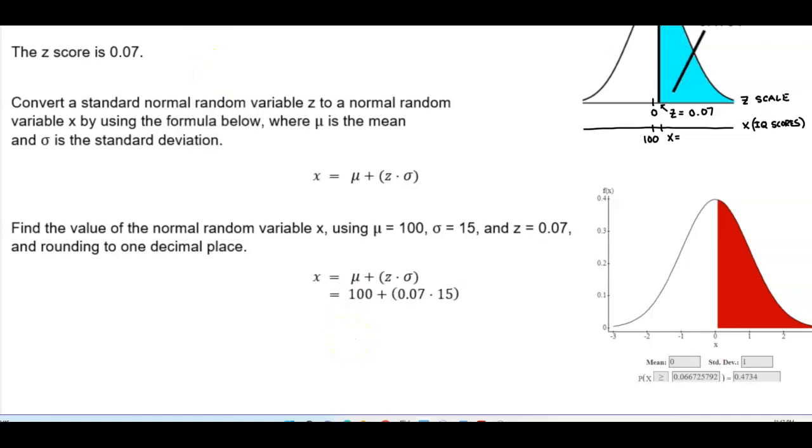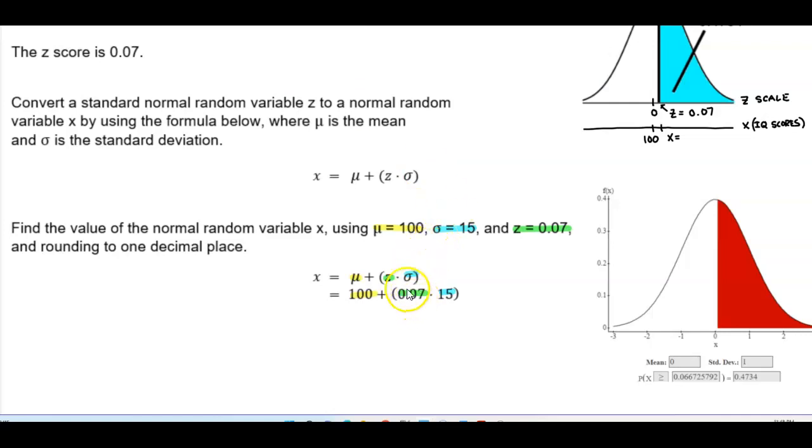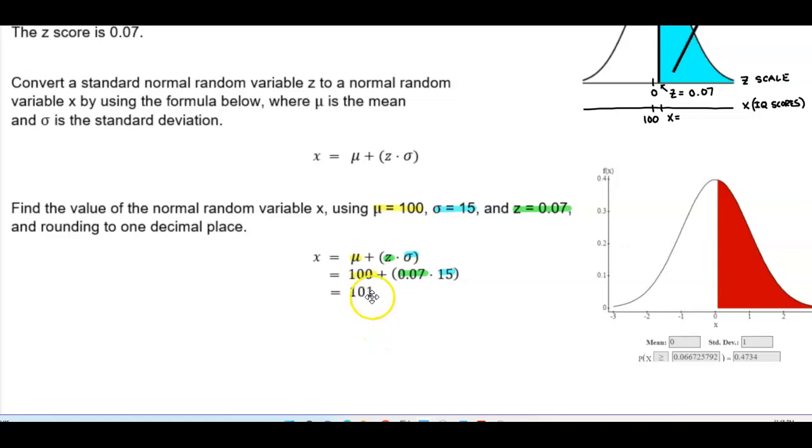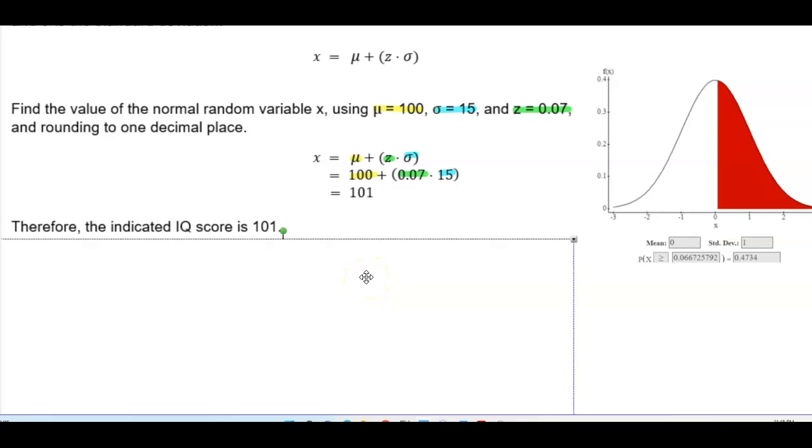So what we're doing is the following. We're going to take our mean, which is 100, plus the z-score, which is 0.07, multiplied by the standard deviation, which is 15. So at this point, we want to multiply 0.07 times 15 first, and then add 100. And when we do that, we get the value of 101. So therefore, the indicated IQ score is 101.